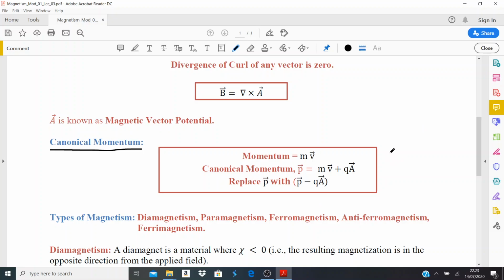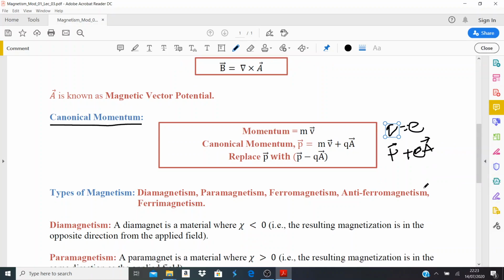So for electron, let's say for electron, the q is what? Minus e, right? So for electron, if I see p, I will replace p by p plus e times the vector potential. You remember this fact because this will be important when we study the quantum mechanical behavior of diamagnetism.